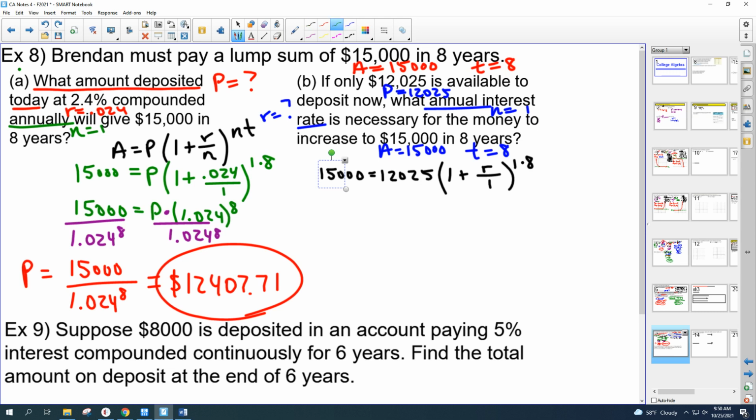So cleaning up a bit, that's going to say 15,000 equals 12,025 times 1 plus R to the 8th power. Essentially, I'm just trying to solve. I'm trying to isolate the variable here. There's only one variable, so I should be able to isolate it. I'm going to divide both sides.